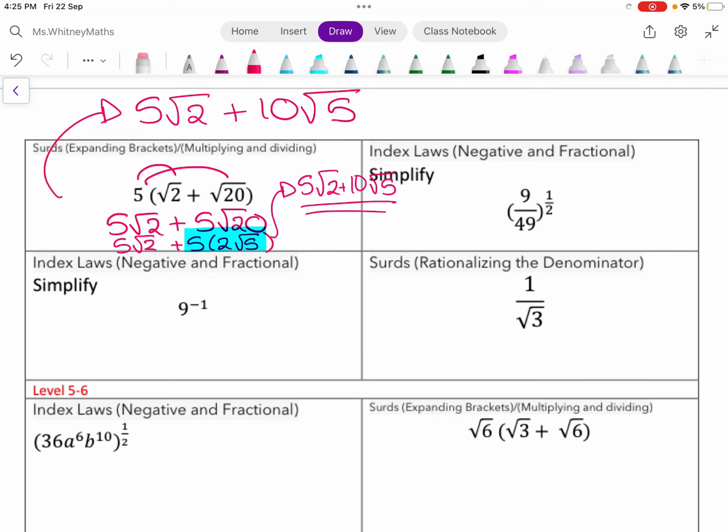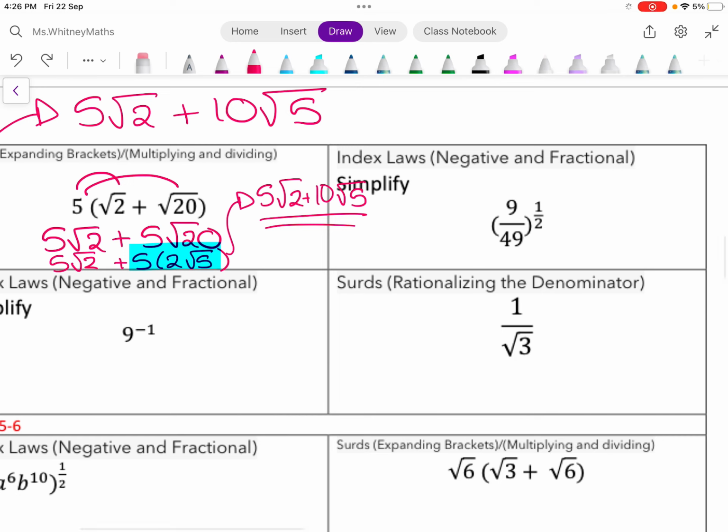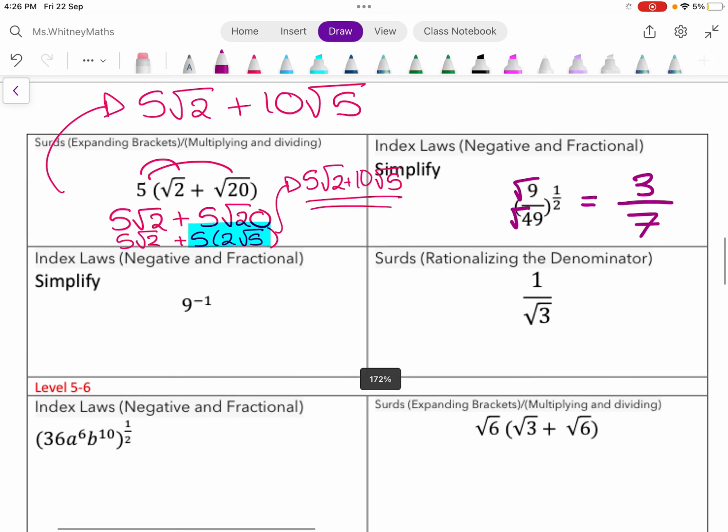Now, moving on to the next question, we have to simplify this one. Now, we know from the earlier question that a power of a half means square root. Because the whole fraction is in the bracket, we are square rooting each term in the bracket. So we're effectively doing the square root of 9, square root of 49, equals 3 over 7. Square root of both values.